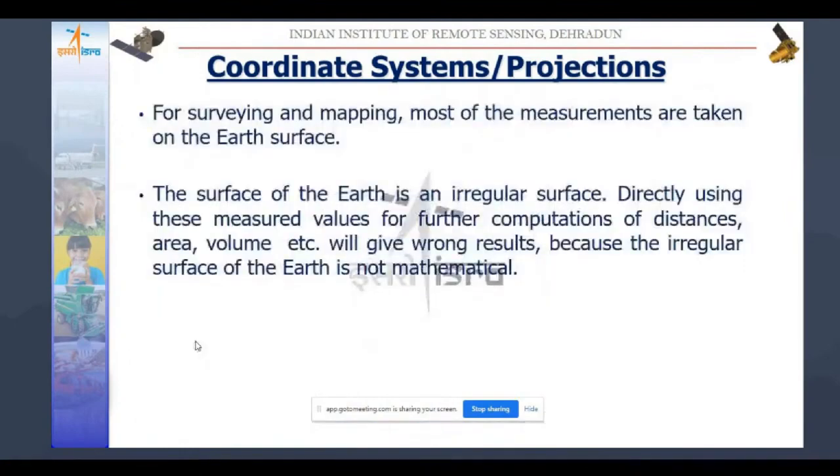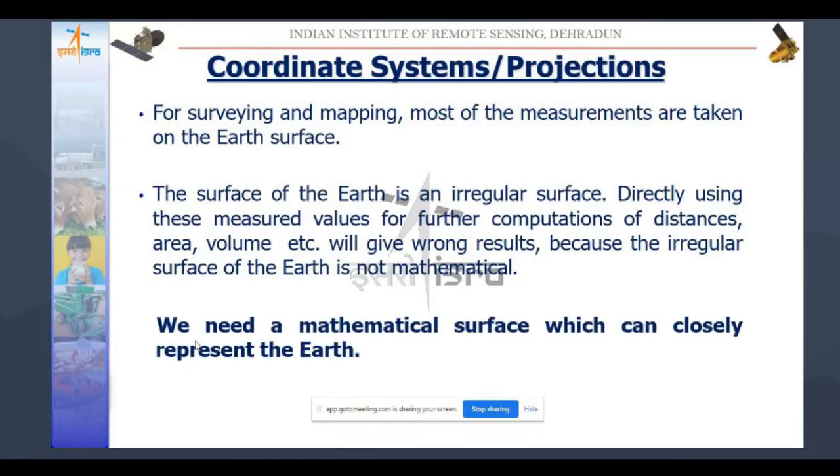So for surveying and mapping, most of the measurements are taken on the Earth's surface. The surface of Earth is an irregular surface. Directly using these measured values for further computation of distances, area, volume will give wrong results, because the irregular surface of Earth is not mathematical. So as you understand, our Earth surface is not like a regular surface. It's not like a smooth surface. It is an irregular surface.